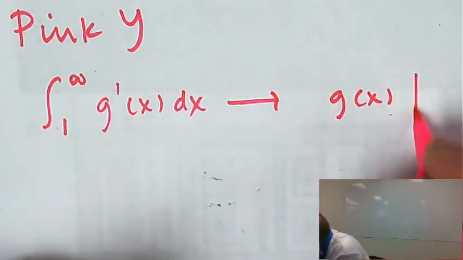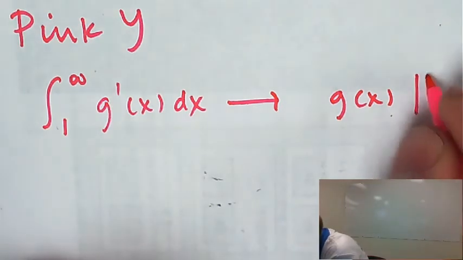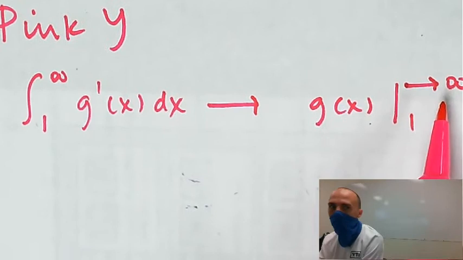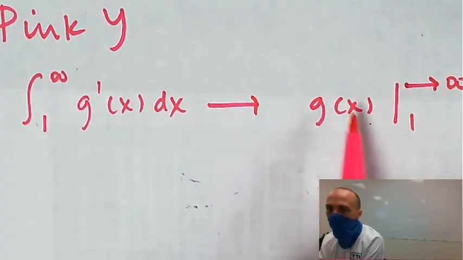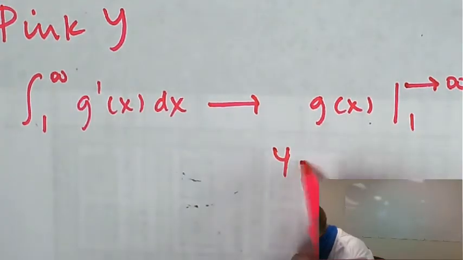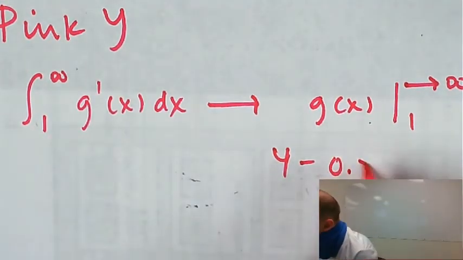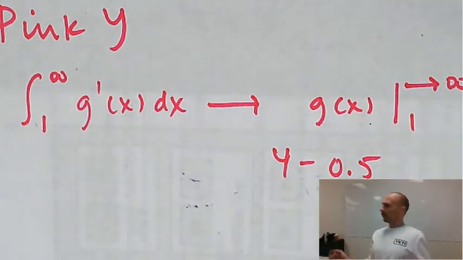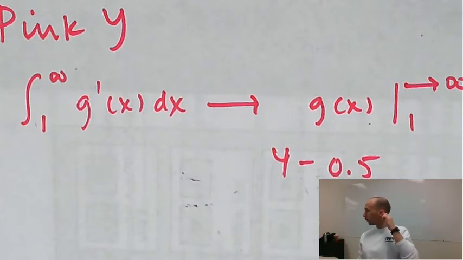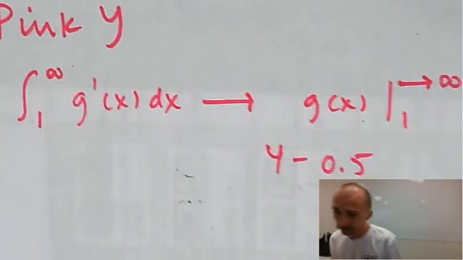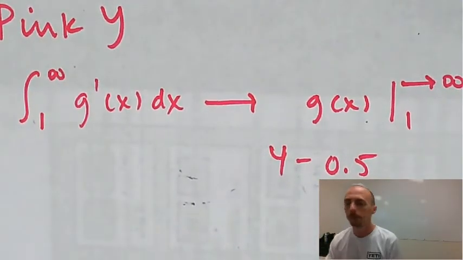That's g of x. As we go from 1 towards infinity, that's like the limit as x goes to infinity. So I'm going to just say, well, the limit of g as x goes to infinity was 4. And then g of 1 was 0.5, and so that's 3.5. That was answer choice B for the pink Y problem, the improper integral. That was pretty friendly, right? It's kind of, do you know your fundamental theorem of calculus?